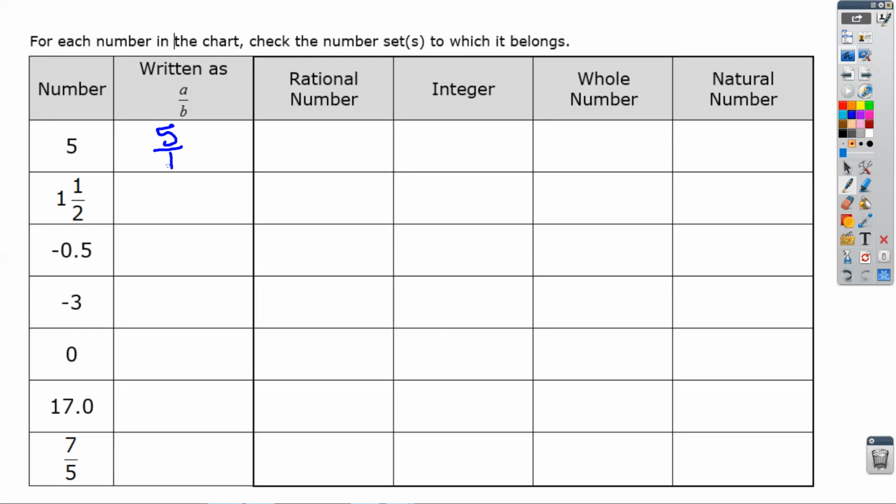Now, I'm going to start over here at natural. Remember, natural was Kayla. Whole numbers was Houston. Integers was Texas. Rational was the United States. Now, as a toddler, can I start counting at 5? Or can I count to 5? 1, 2, 3, 4, 5. The answer is yes, so therefore it is a natural number.